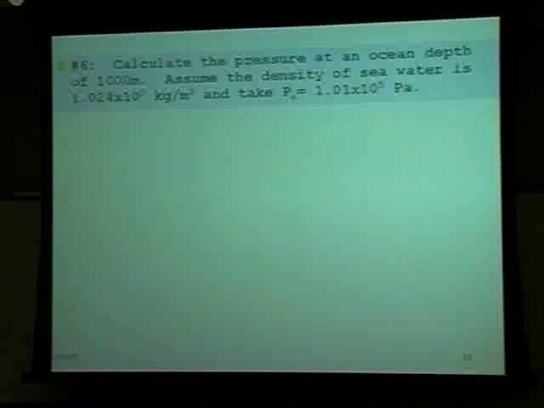Here's another problem from your book. Calculate the pressure at an ocean depth of 1,000 meters, 1 kilometer. Assume the density of seawater is 1.024 times 10 to the 3 kilograms per meter cubed, and take atmospheric pressure to be 1.01 times 10 to the 5 pascals. So we're going to apply this pressure formula: atmospheric pressure at the top plus rho g h to find the pressure at a depth of 1 kilometer in the sea.